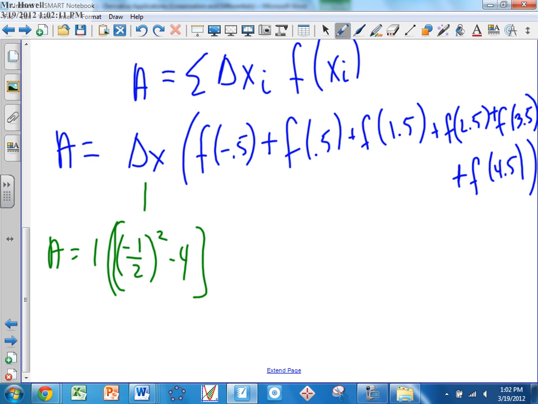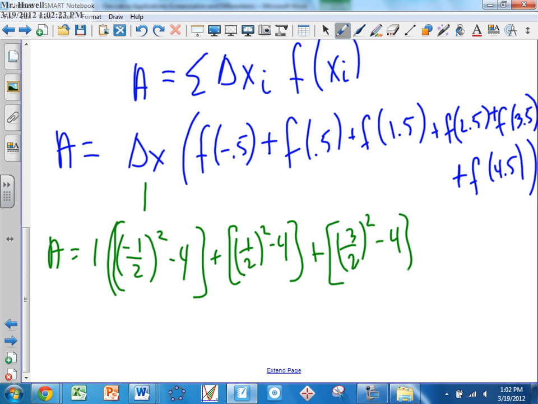This would be, and this one's going to be, so that's the 1/2 there. There's going to be 3/2. So you do 3/2 squared minus 4 plus 5/2. What do you notice the halves are going up by? Odd numbers, they're all odd, they're going up by 2. It's like a series, up by 2 every time.